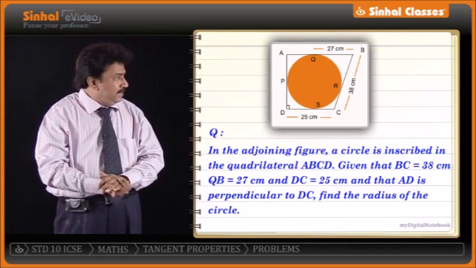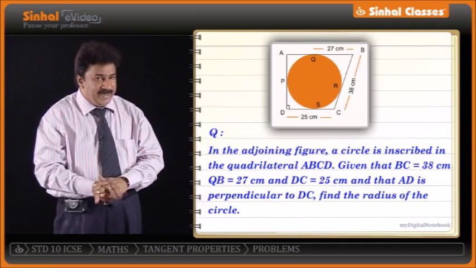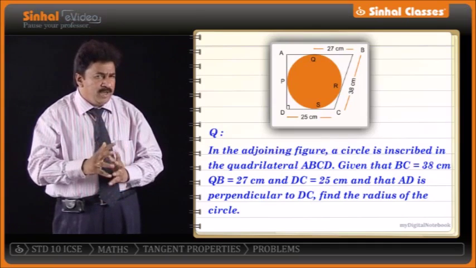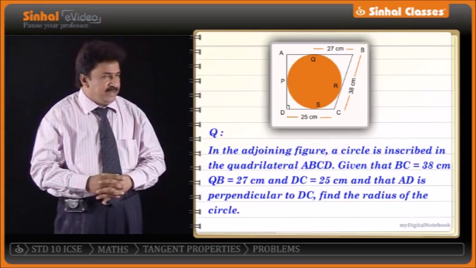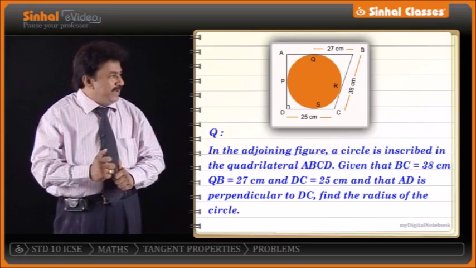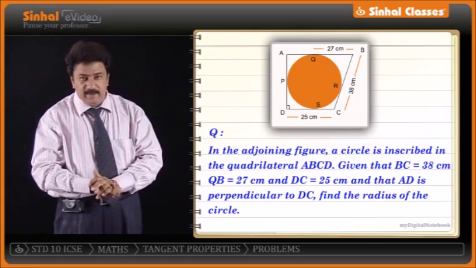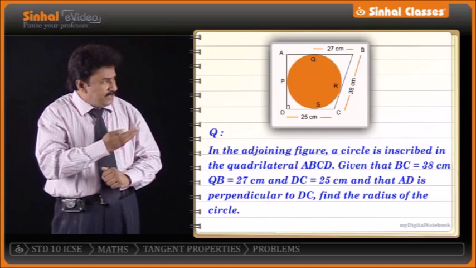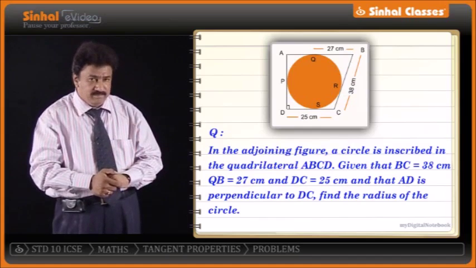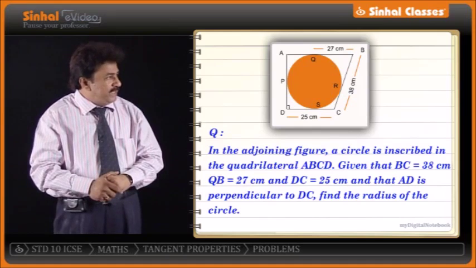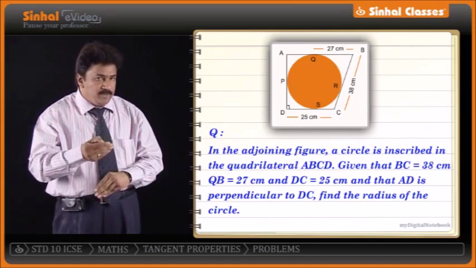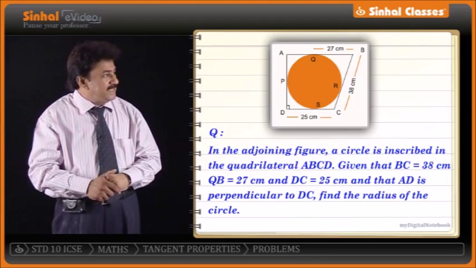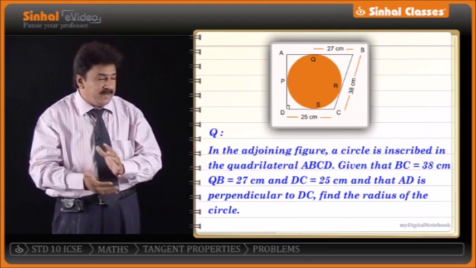a circle is inscribed in the quadrilateral. That means the circle is inside a quadrilateral. Which quadrilateral? Quadrilateral ABCD. Given that BC is equal to 38 centimeter. Can you see the BC? Yes, it's one of the tangents. QB is 27 centimeter, once again a tangent from a point.